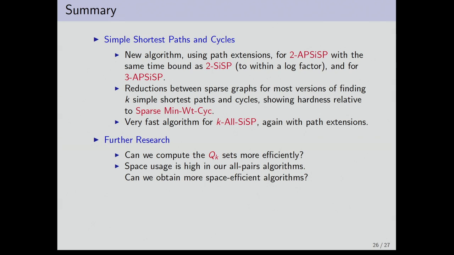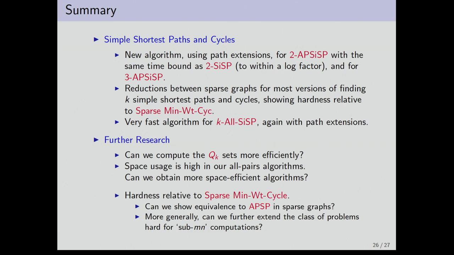And algorithmically, I think this is the question. We used a recursive method to do it. Now, the Qk sets are easier because it relaxes what we need for the P star k sets. So you're computing something not as difficult as the P star k sets. Maybe there is some other way of constructing them that will give us a better algorithm. Now, space usage is high in all our all pairs algorithms, so it'll be nice if we can obtain space efficient versions. And finally, the hardness to sparse min-weight cycle.